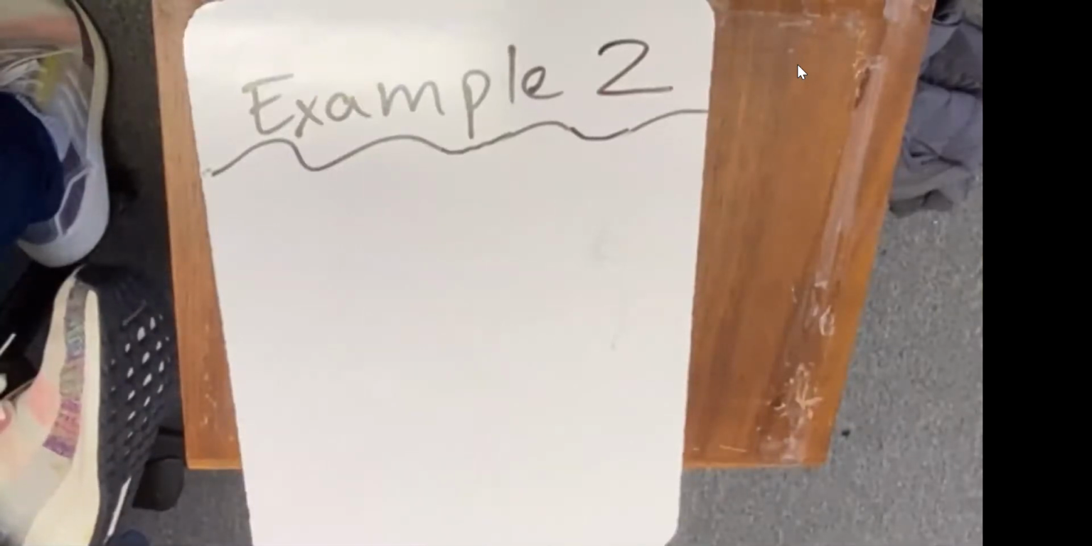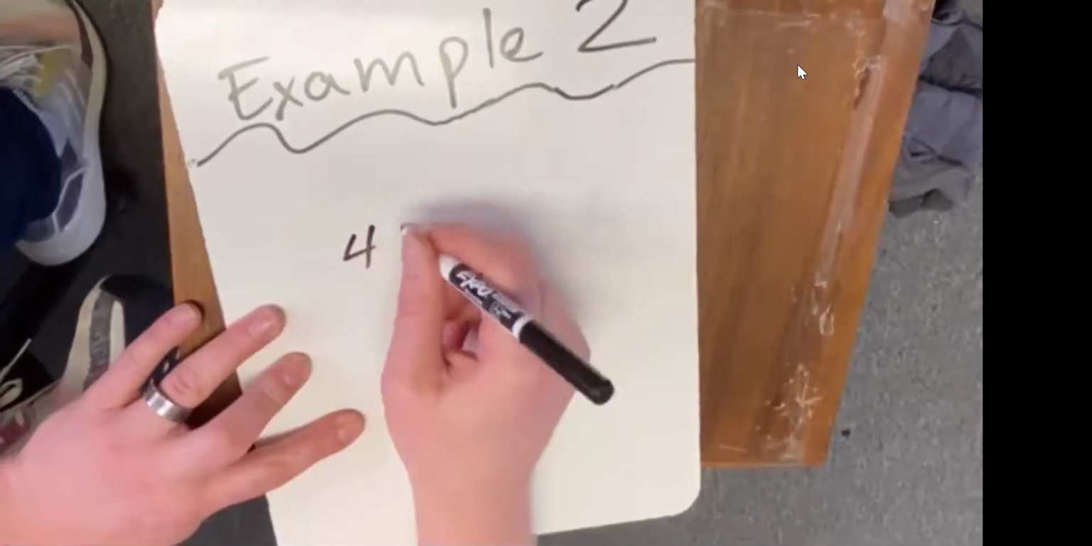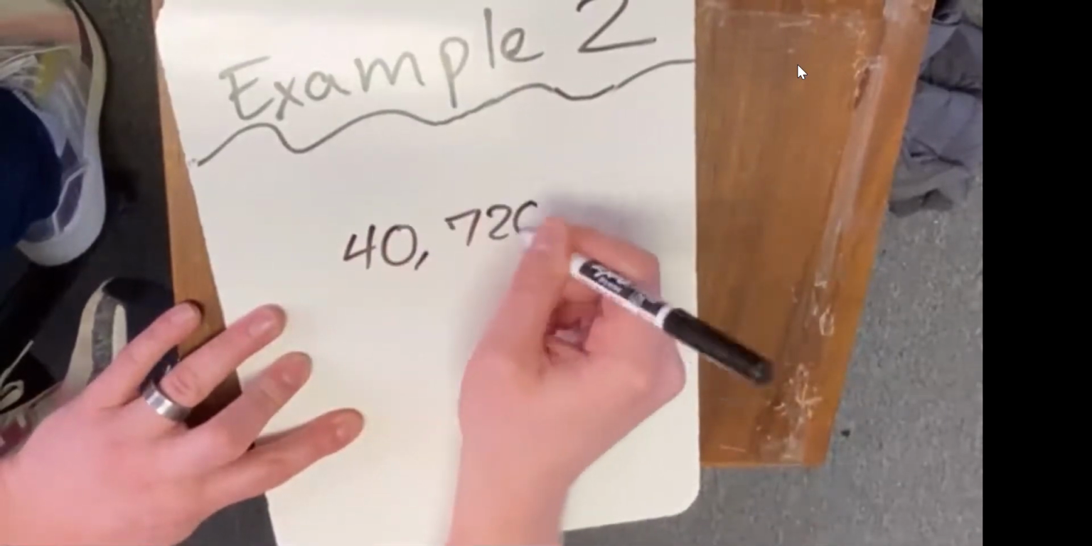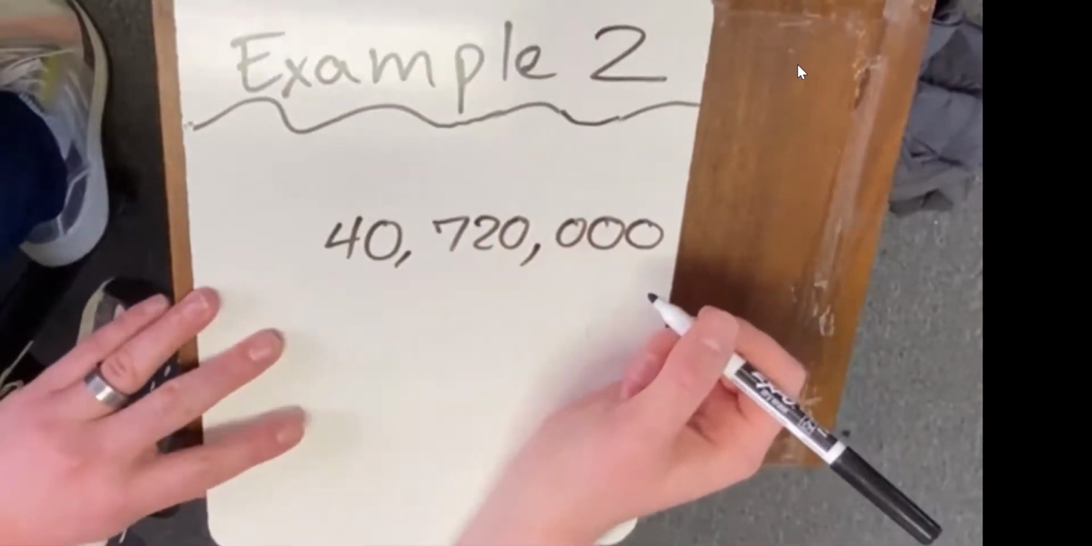Example 2 on page 351. It says write 40,720,000 in scientific notation. So let's write that. 40,720,000. And I need to write that in scientific notation.